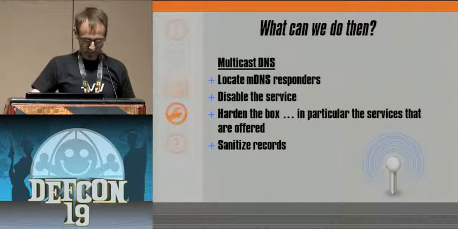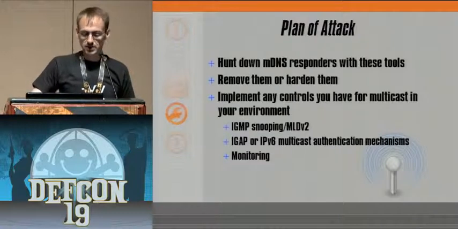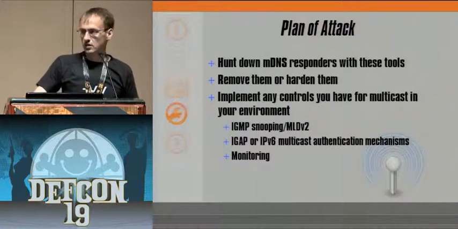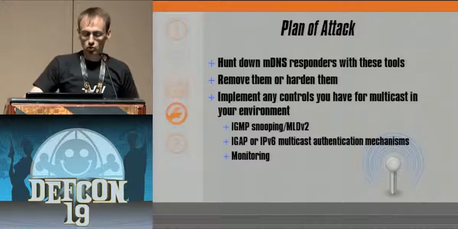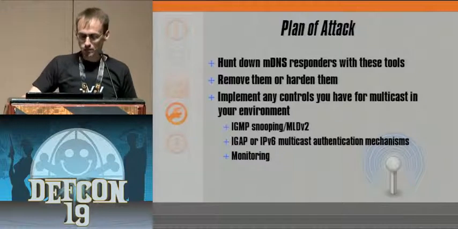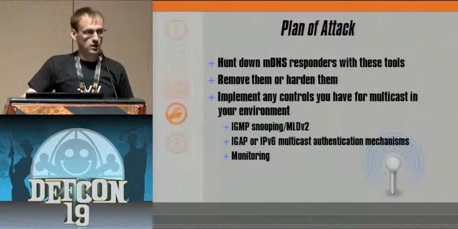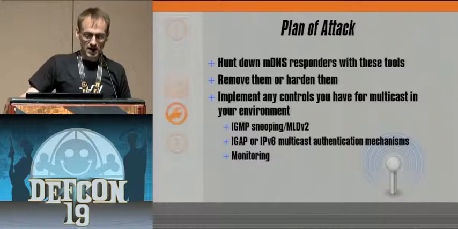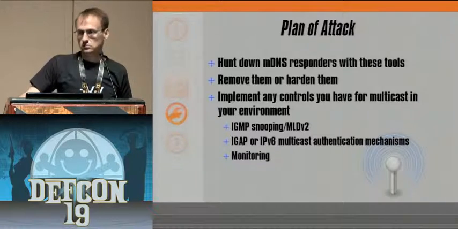All right. So ultimately, the plan of attack is: hunt down MDNS responders with these tools, remove them or harden them, and then implement any controls you have for multicast in your environment. The IGMP snooping, that's for IPv4, MLDv2 in those environments that have implemented IPv6. Implement, of course, IGAP if you have it, or any IPv6 multicast authentication mechanisms available, and of course, monitor. Find out who is out there participating. Okay.